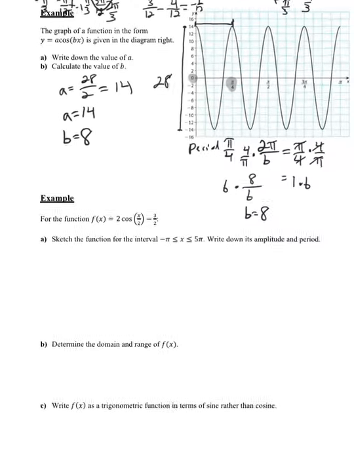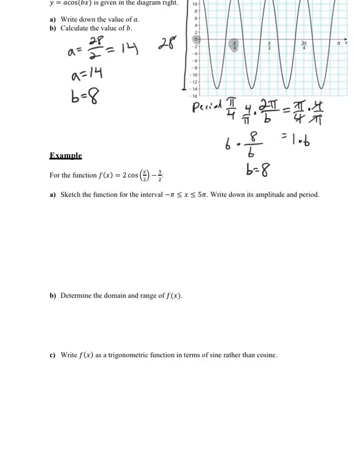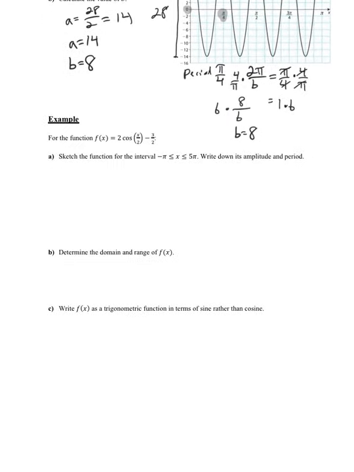Okay, last example today is going to ask us to do a couple things. It says first, for the function f of x equals 2 cosine of quantity x over 2, minus 3/2. So let's identify our values. We've got a value is 2. The b value here is 1/2. The c value is 0. There's no phase shift, that's kind of nice. And then the equation of the midline is going to be at -3/2.